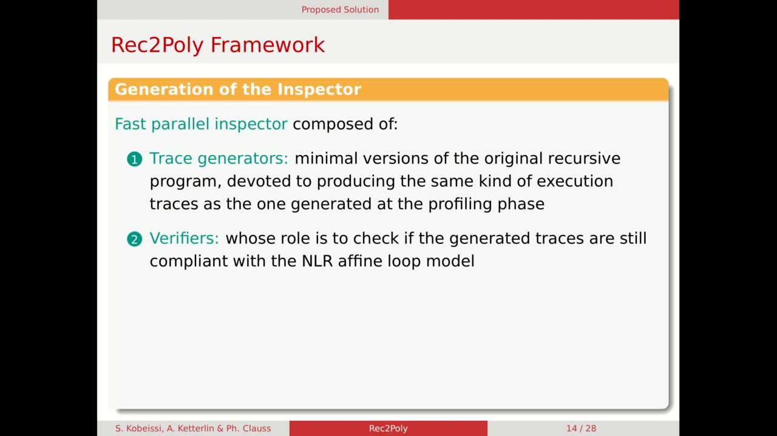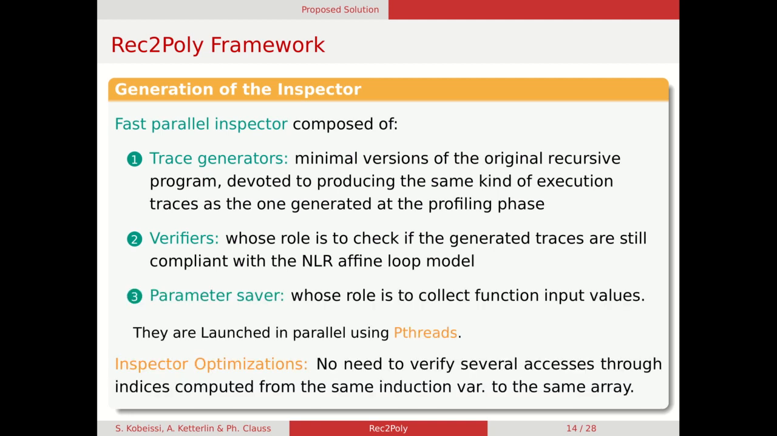2. Verifiers, whose role is to check if the generated traces are still compliant with the NLR affine loop model. And 3. The parameter saver, whose role is to collect function input or parameter values. All of the trace generators, verifiers, and the parameter saver are launched in parallel using pthreads. In some cases, further inspector optimizations can be applied, such as when the same array is accessed several times through indices computed using the same induction variable. Only one access is worth being verified in this case. So we can reduce overhead by removing redundant memory trace generators and verifiers.